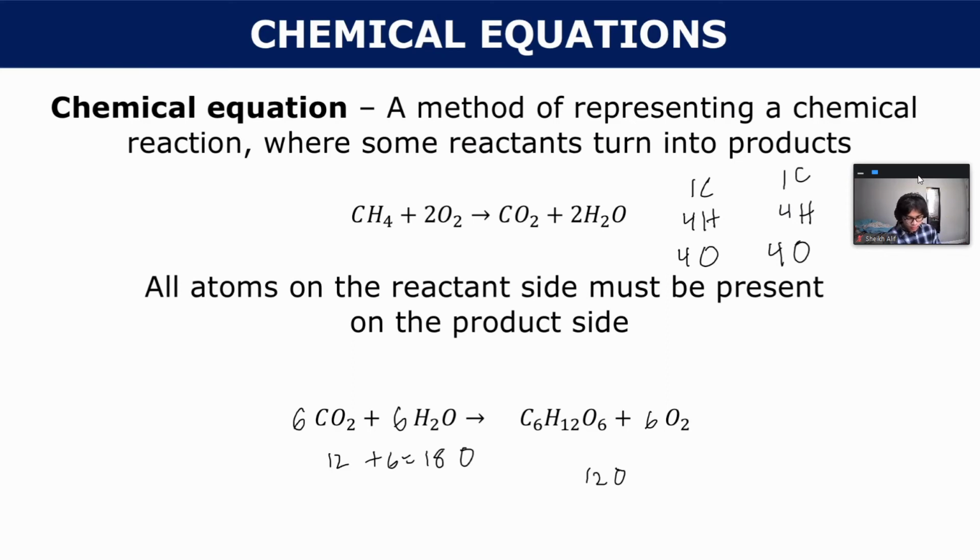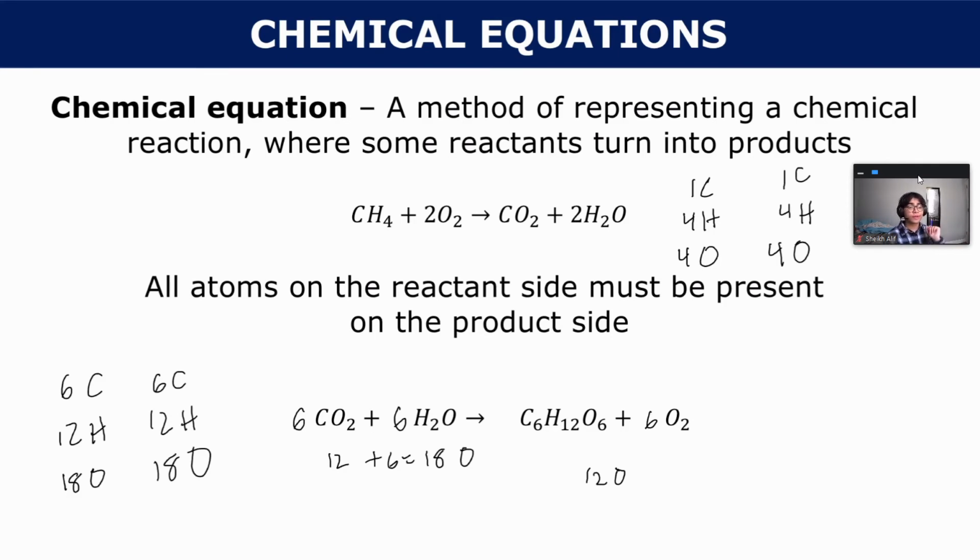And we can check our work at the end. There's 6 carbons on the reactant side, 6 carbons, 12 hydrogens, and 12 plus 6, 18 oxygens. And then on the product side, you're going to have 6 carbons, 12 hydrogen, and also 18 oxygen. So everything balances out, and that's how we know that we've successfully balanced a chemical equation.